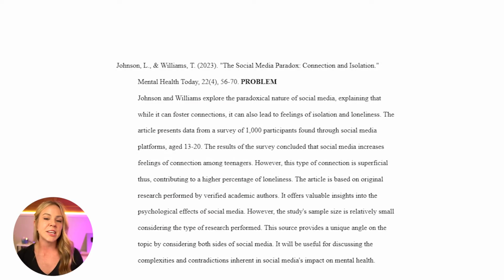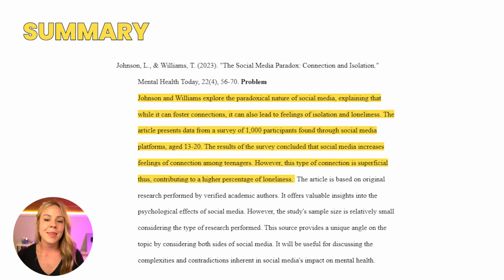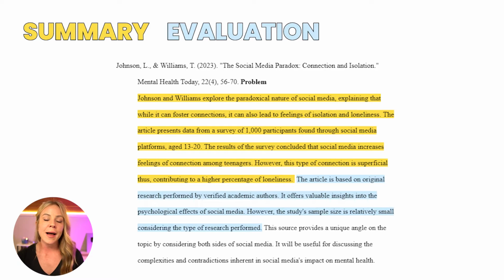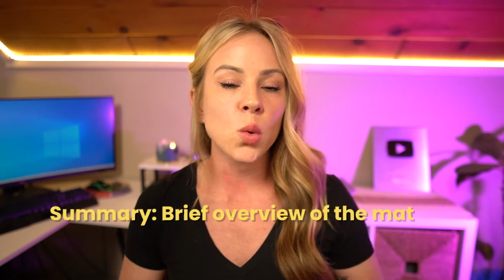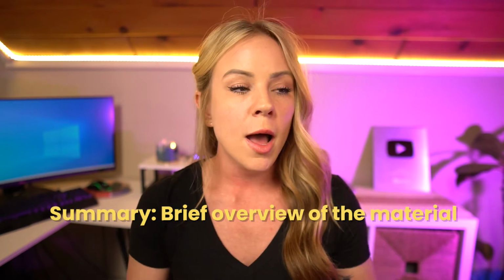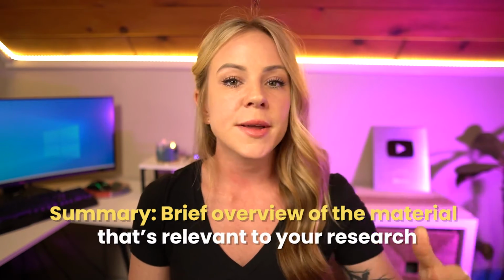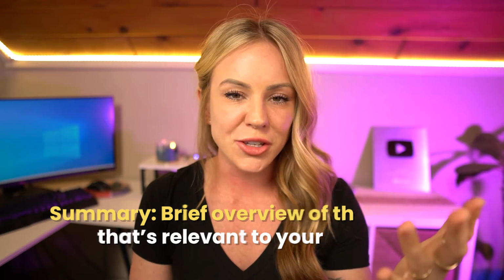And now, just as a strong tower needs strong blocks, let's talk about how we can maximize each annotation. I like to teach students that each annotation should contain three things. First, it should contain a summary, then an evaluation, and finally, its relevance. And so starting with the summary, this is where you want to give a brief overview of the material from that source that's relevant to your research.